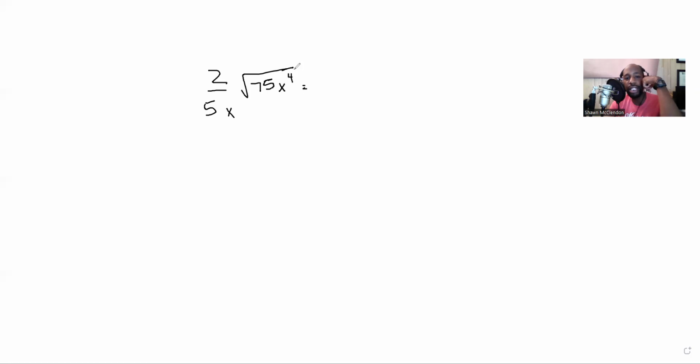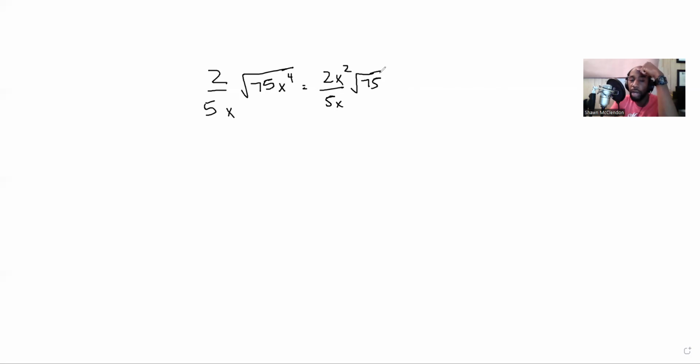So let's simplify what we can over here. So we already know the square root of x to the 4th: what can I multiply times itself to get x to the 4th? What times what gives you x to the 4th? X squared. X squared times x squared is x to the 4th. So you can pull out an x squared there. So let's do that. So that's 2x squared over 5x times the square root of 75.